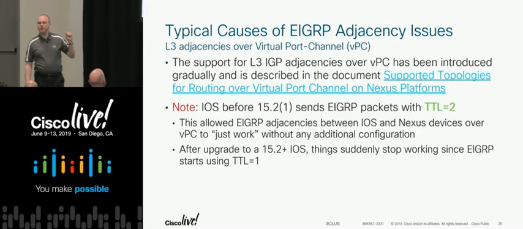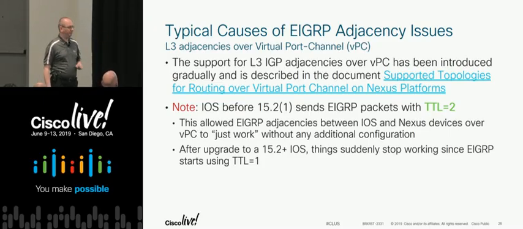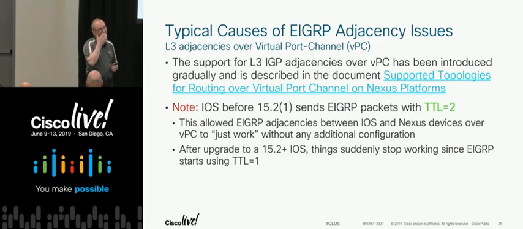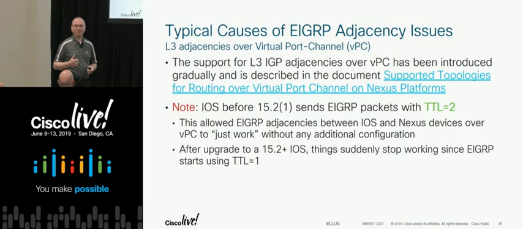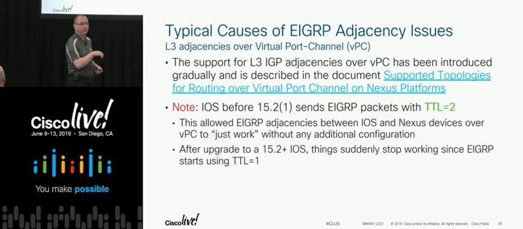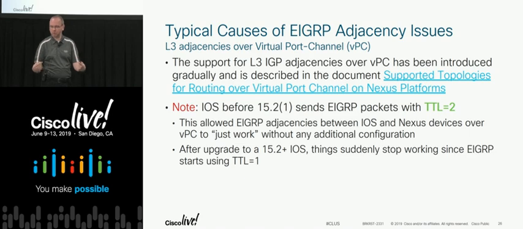If you've been using IOS pre-15.2, and you still have been successful in establishing adjacency through VPC, that might have been because we have been kind of lousy. In the IOS, we have been sending EIGRP packets with a TTL of 2 instead of 1. Honestly, I do not exactly know why. I suspect it has something to do with the very, very ancient deployments in Frame Relay, where, if you wanted to have spoke-to-spoke communication, you also needed to go through the hub.